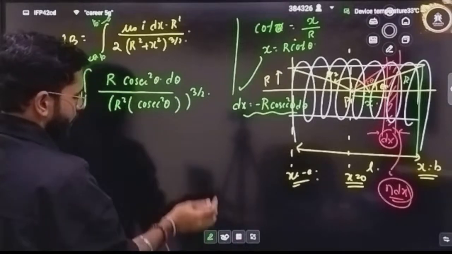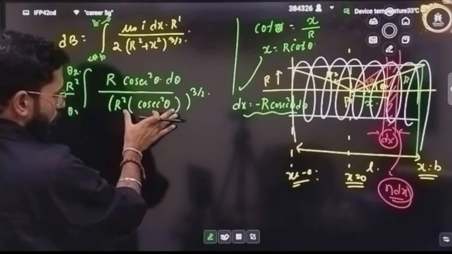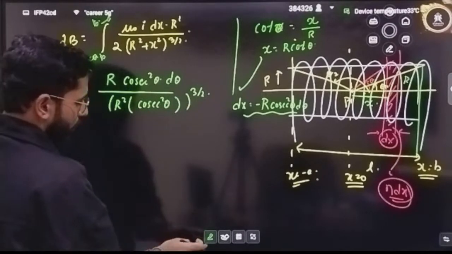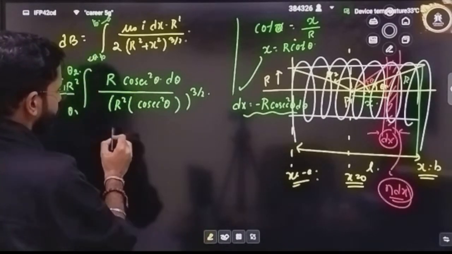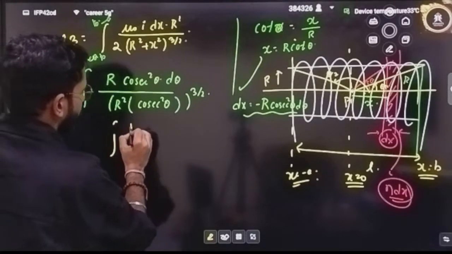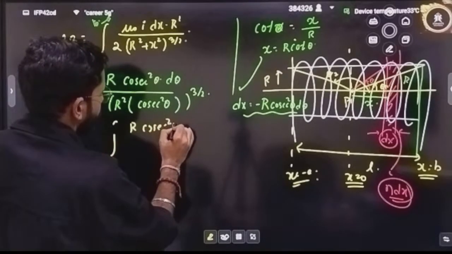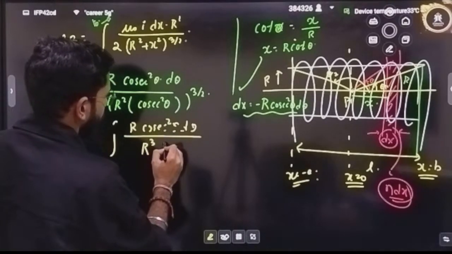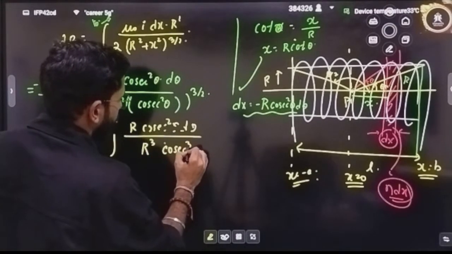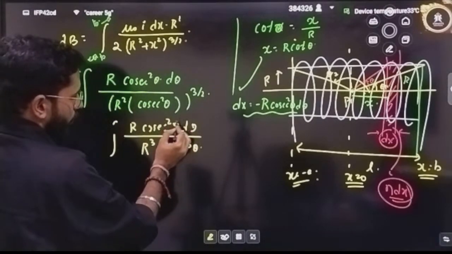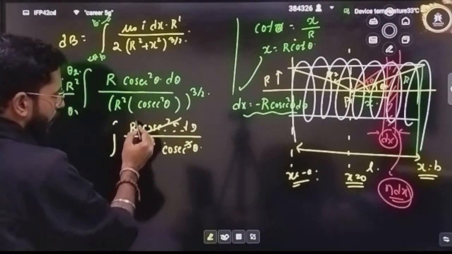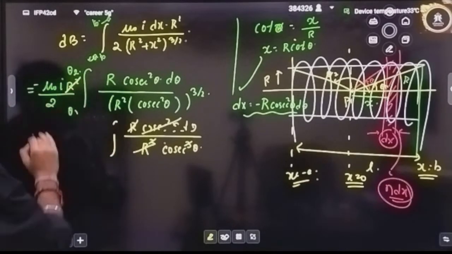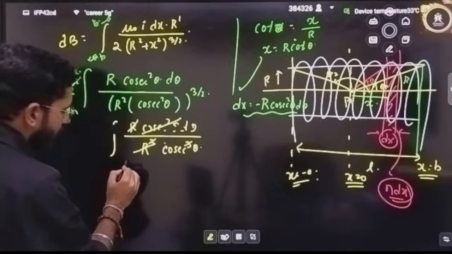When you take this outside, the whole square and whole square power will be cancelled, which means here it will become r cube. The net term in the denominator, if I write the next step, will be r cosec square theta d theta divided by r cube cosec cube theta. Now this cosec cube theta and cos square theta will be cancelled out. Here this r and this r square will be cancelled, and this r square and this r square will be cancelled. Now what is the integration only left, students?